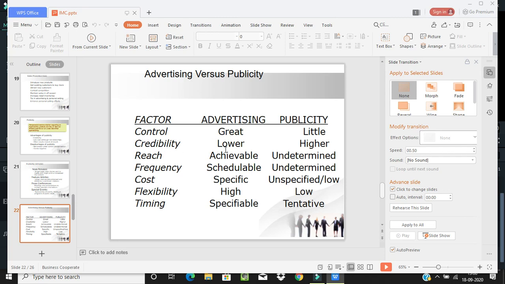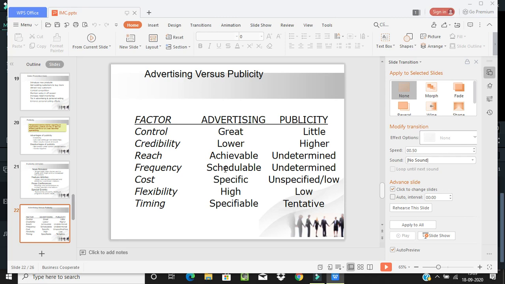Now credit will be low in the advertisement, but it will be high in publicity, because the credit goes to so and so person. Coming to the reach, it is achievable in advertisement and undetermined in publicity. Frequency: advertisement is schedulable. What things should come one by one? What word or letter should come? What message should be given? It is totally schedulable, whereas in publicity it is undetermined.